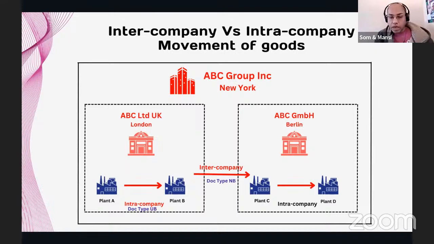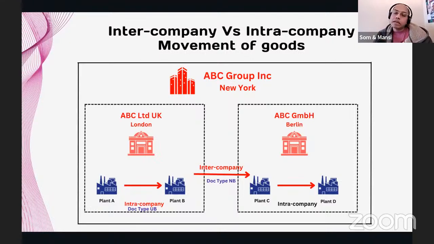They have operations in the UK, the United States, different countries in Europe, Asia. So that's how we are discussing it here: ABC Group Incorporated has operations in, let's say, two different countries with two different legal entities that have been set up. One is ABC Limited UK, another is ABC GmbH in Germany. GmbH is in Germany, a limited liability company, and in the US it is Incorporated. Germany is a GmbH, in Berlin.